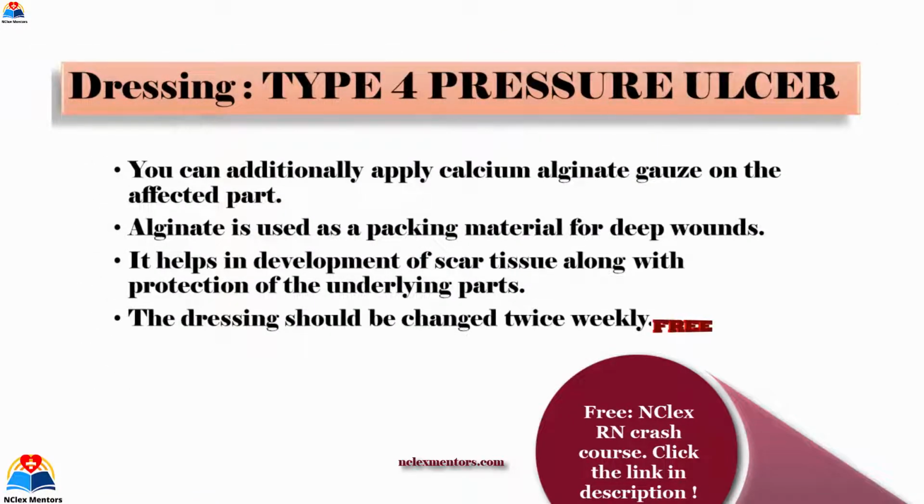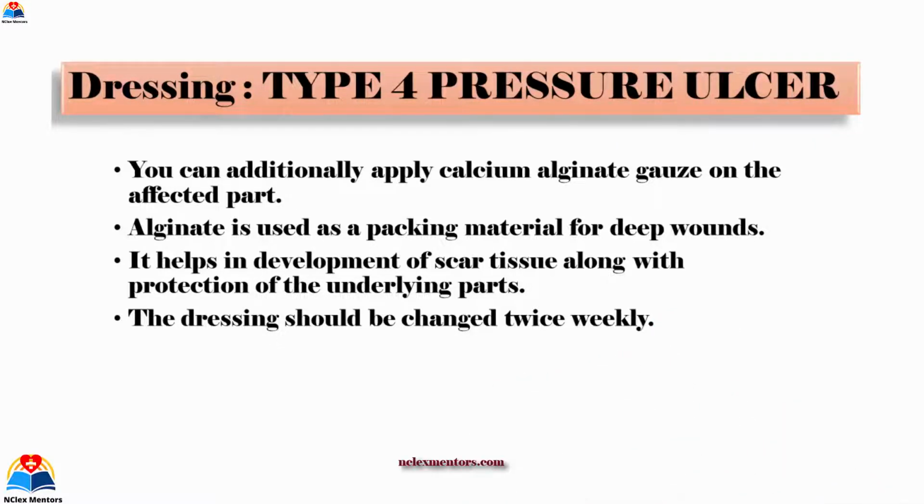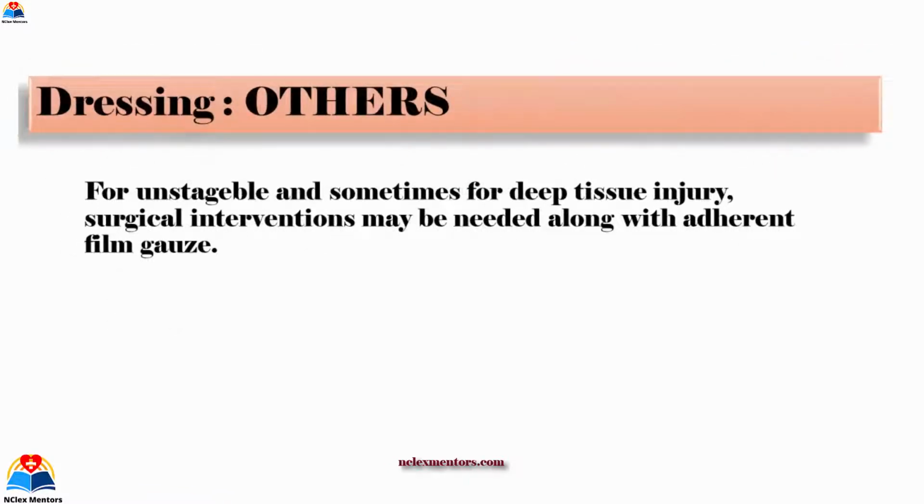For type 4 pressure ulcers, you can additionally apply calcium alginate gauze on the affected part. Alginate is basically used as packing material for deep wounds. It helps in the development of scar tissue along with the protection of the underlying parts. The dressing should be changed 2 times a week. For unstageable and sometimes for deep tissue injury, surgical interventions may be needed along with adherent film gauze.